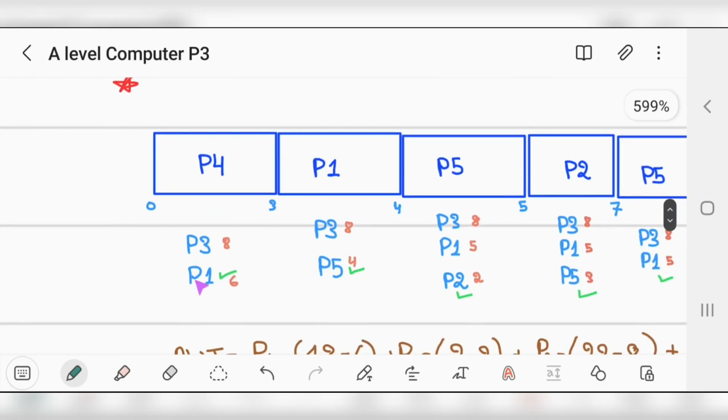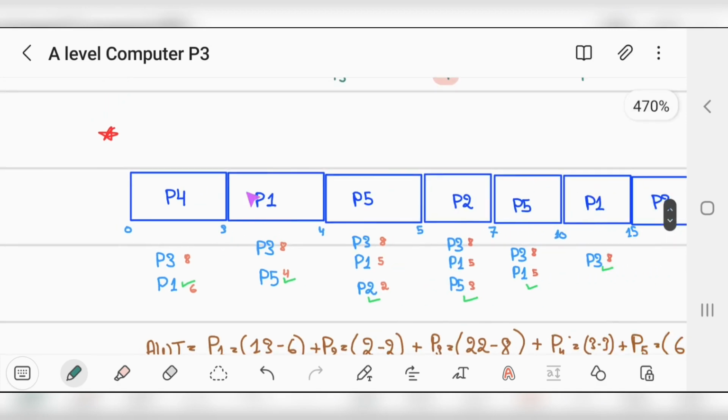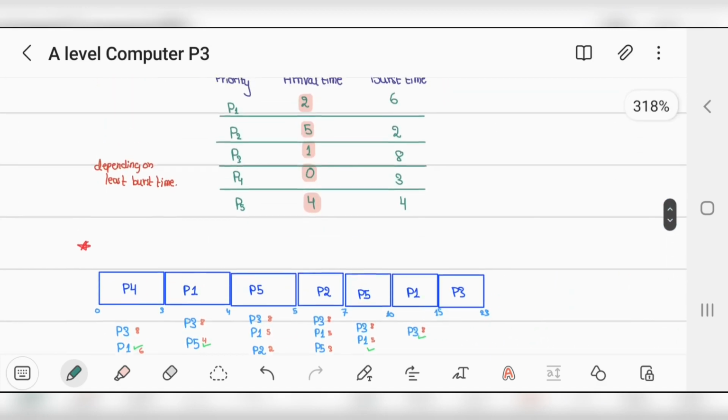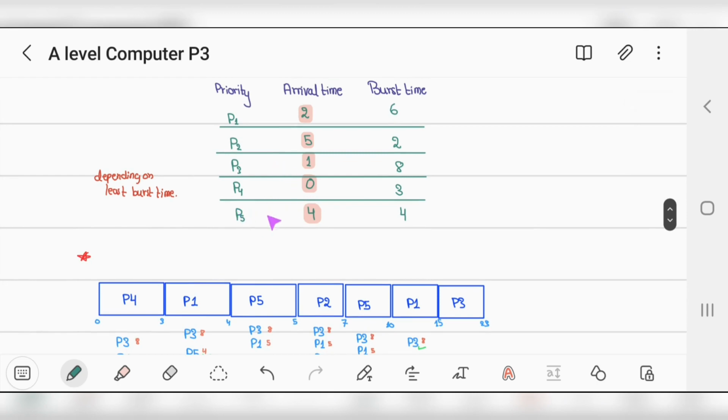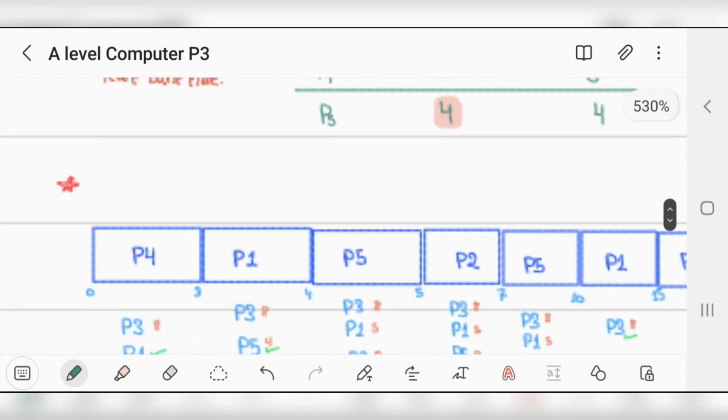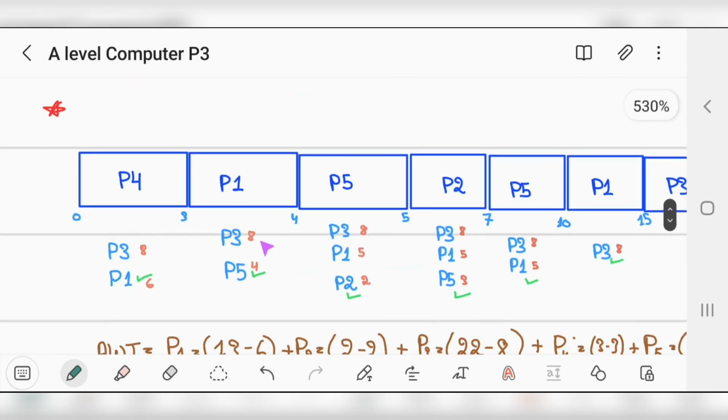Then we compare which one of them has the least, and P1 has the least. P1 will come and continue. It continued for 1 second, because after 4 seconds P5 came, and P5 has a lower burst time than P1, because after 1 second 6 becomes 5, so 4 and 5, and 4 is the least burst time. So P5 will come after 1 second, and P1 will drop out.